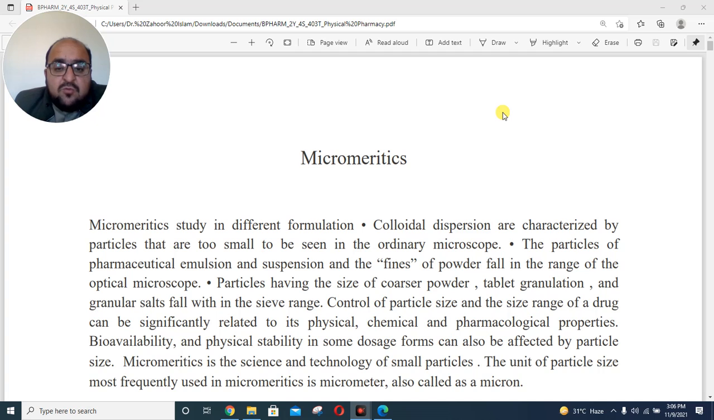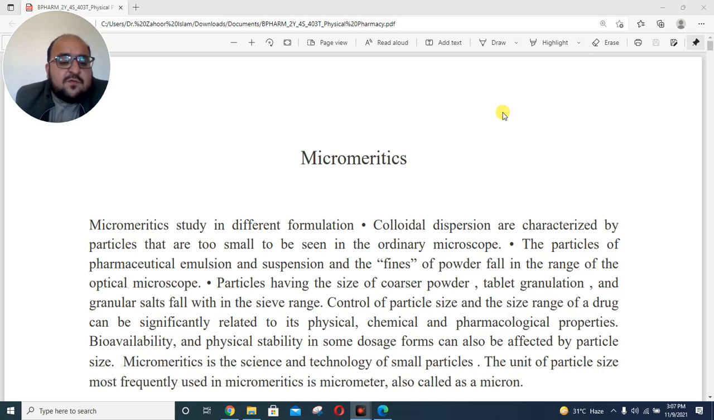The topic which I'm going to teach you is Micromeritics. So in pharmaceutics, Micromeritics is the study of different formulations like colloidal dispersions. Colloidal dispersions are characterized by particles that are too small to be seen in the ordinary microscope.